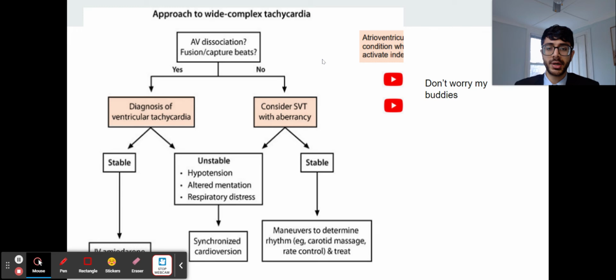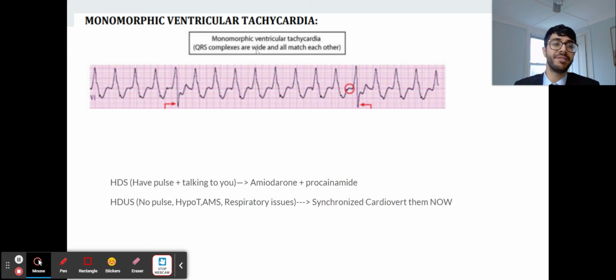Approach to wide complex tachycardia. I'm just going to go forward 1 second, and then I'm going to come back to see this. So you see something that's wide complex. If it's a wide complex tachycardia on the USMLE exams, it's going to be one of 4 things: monomorphic V tach, polymorphic V tach, torsades, or what was the last one? VFib. Okay, so we're going to start with V tach.